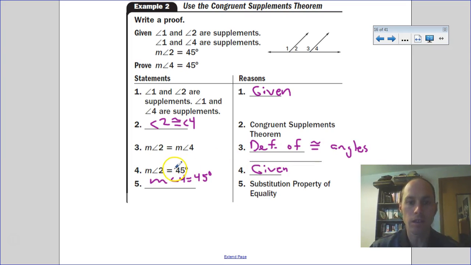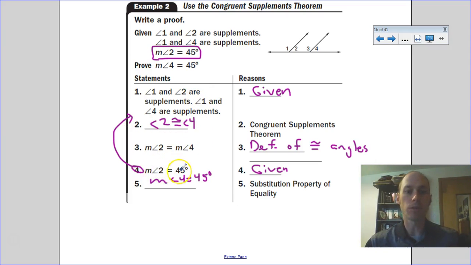And notice here I put another bit of my given information. I didn't list it all at first. I could if I wanted to. If I wanted to move this up to step number 2, that is fine. But we didn't need it right away, so we just put it in here when we need it. So measure of 2 now I know is 45. So since I know 2 is 45, and 2 is the same as 4, I know the measure of angle 4 has to equal 45 by way of the substitution property of equality.